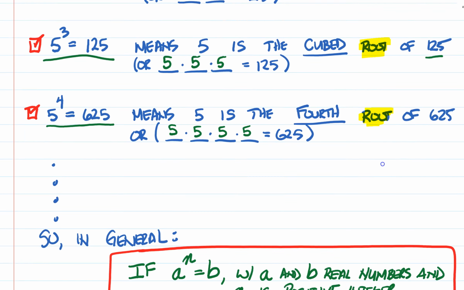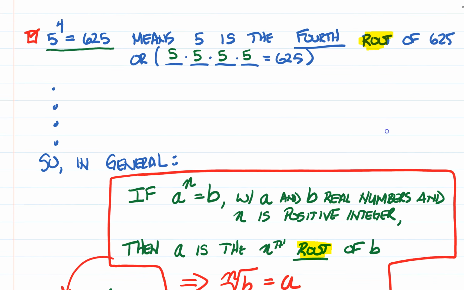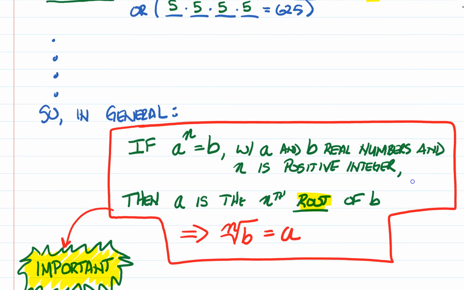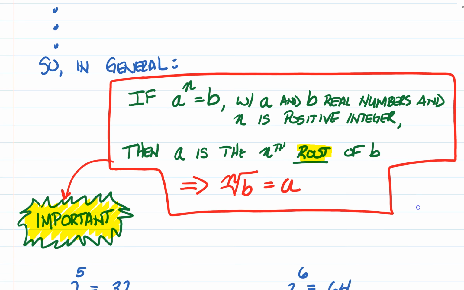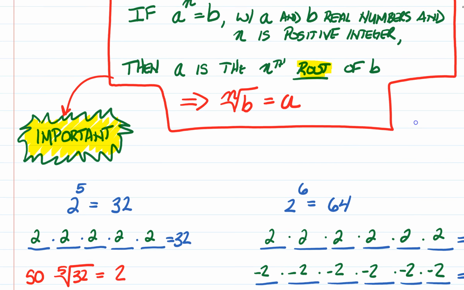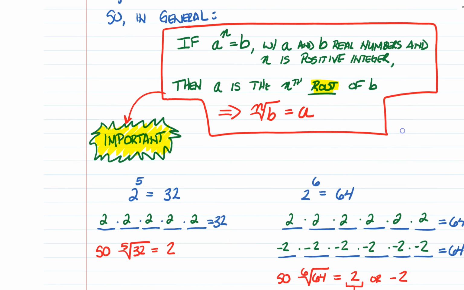So if I keep going, in general, what we can say is this, and this is big important stuff here. It says if a to the n is equal to b, with a and b being real numbers, and n is some positive integer, then a is the nth root of b. I'm going to let you copy this down in just a second, but I want to show you some important facts here. So let me shrink this down.